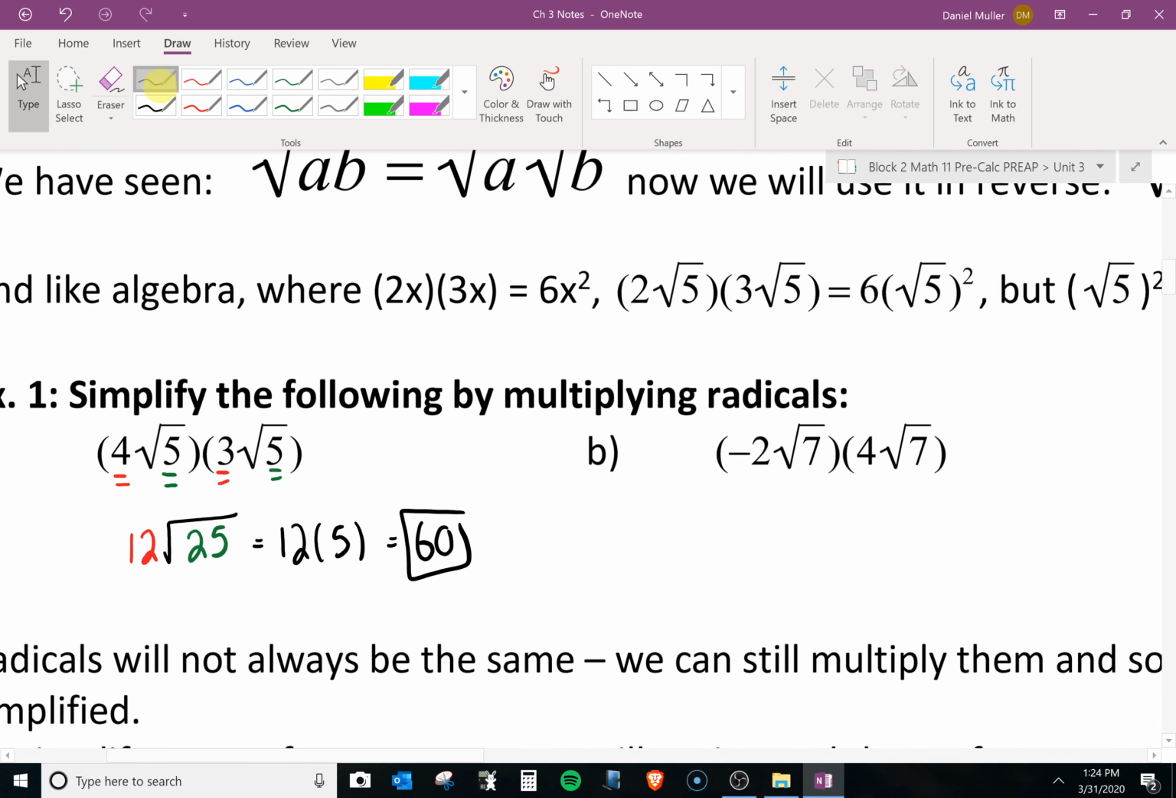So here we have the next question, B. The outsides multiply together, so -2 times 4 is going to be 8. And on the insides, 7 times 7 is 49. And the 2 and the 4, when they multiply, there is a negative there, so we'll need to have a -8. Now, the square root of 49 is just 7. -8 times 7 is going to be -56.